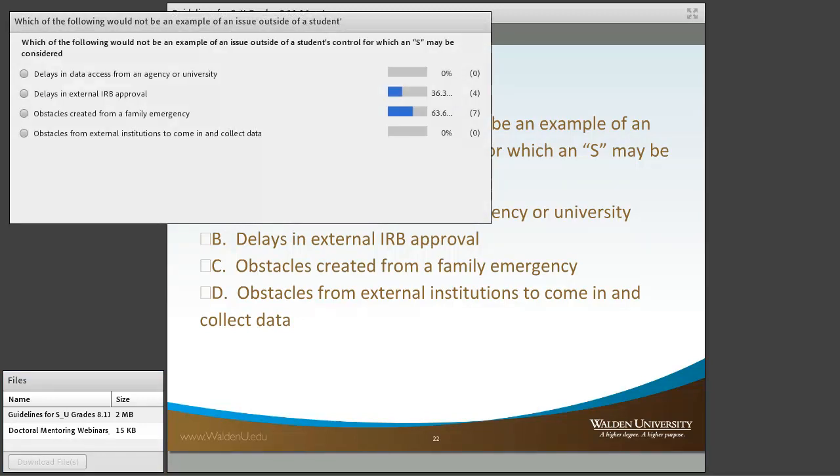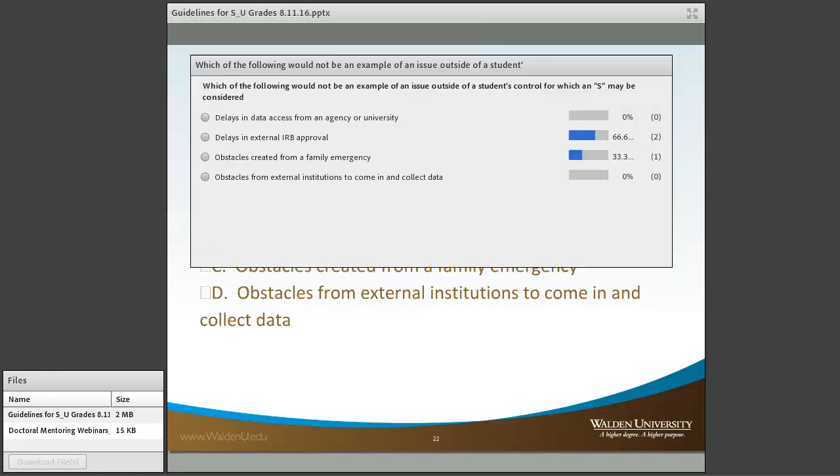And for this question, we have, which of the following would not be an example of an issue outside of the student's control for which an S may be considered? So remember that it's a little confusing. This is kind of a trick question. Which one would not be an example of an issue outside of the student's control?